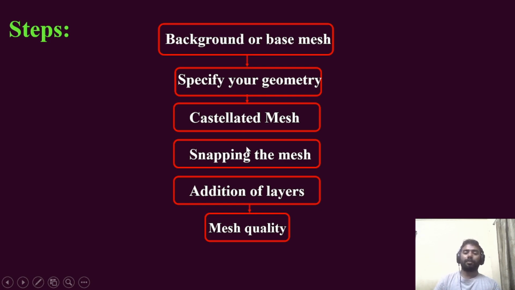Finally, there will be snapping. Snapping is where we try to snap to the boundary of the given surface. We will discuss these three steps, castellation, snapping, and addition of layers, further. And then finally mesh quality is the most important requirement that we are going to discuss here. We will discuss each step in more detail, but first let's see one tutorial, and from that it will be clearer what these steps are.